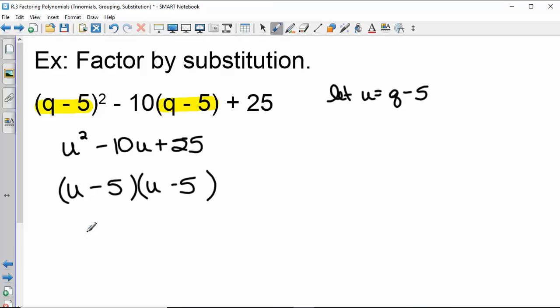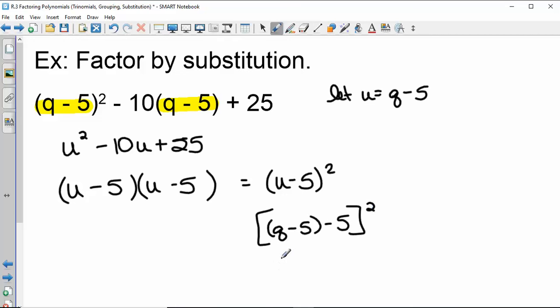Again, we're not done because we have to change that back to a q. I'm going to think of this as just u minus 5 squared. So then if I plug in my q, I get q minus 5 squared. So q minus 10 squared.